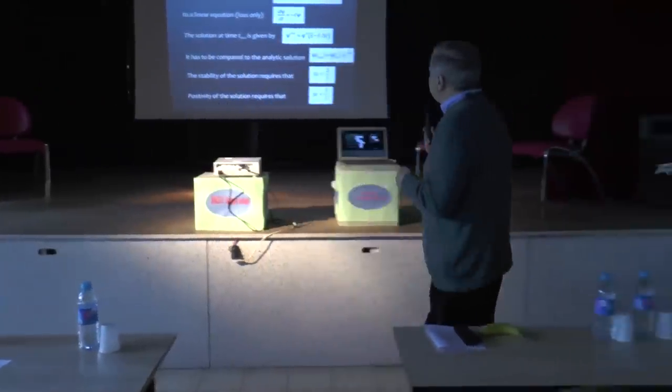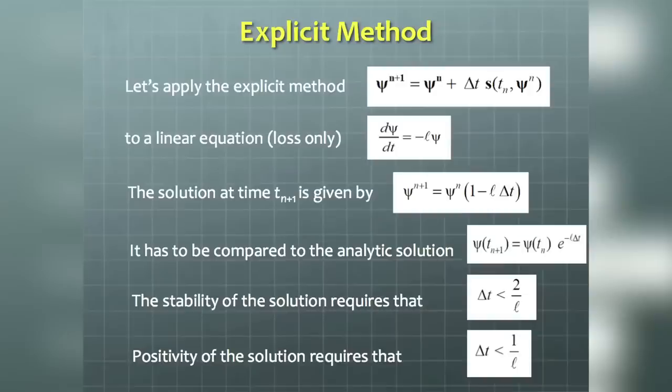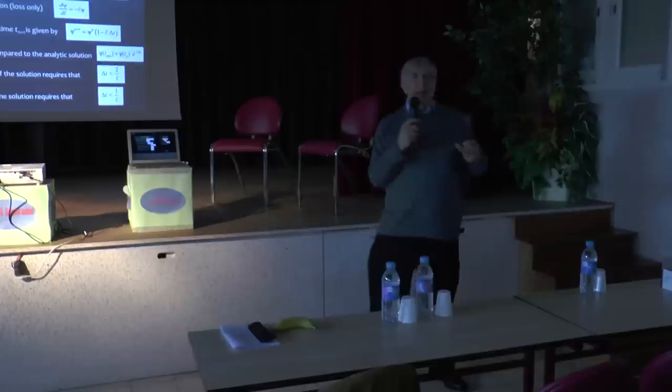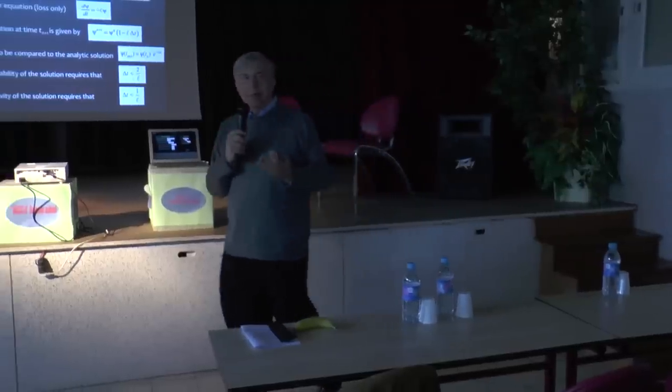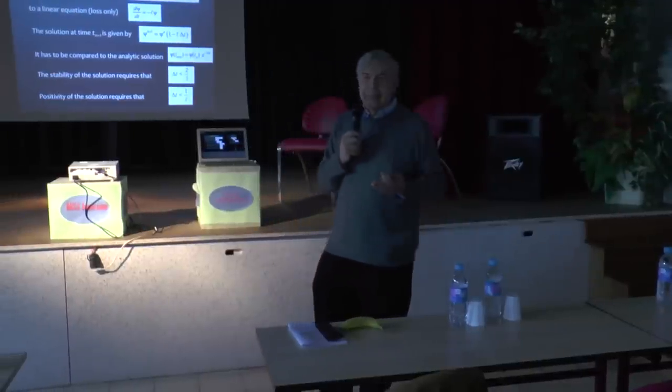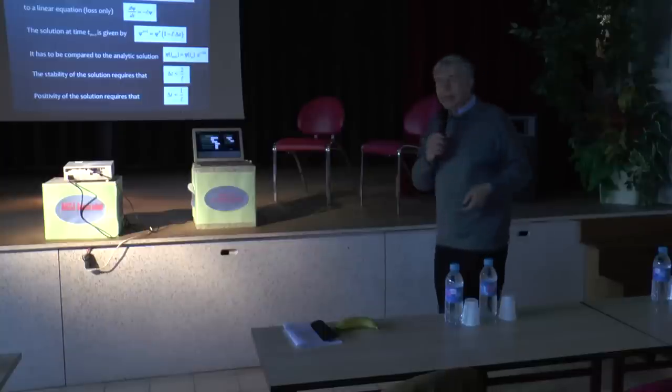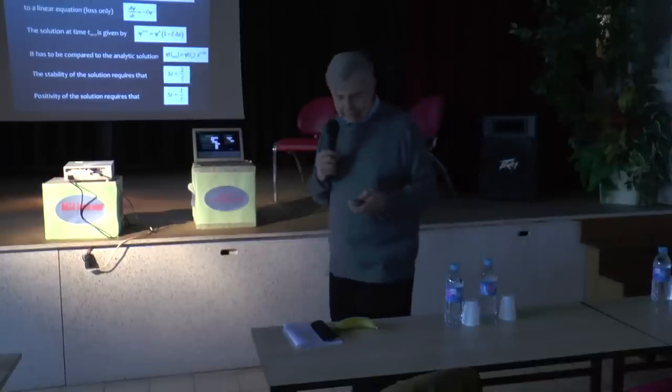In fact, the stability of the solution, we can calculate that, requires that delta t is less than 2 over L. And you can see if you want to keep the solution positive, you have delta t less than 1 over L. So basically, we are limited by 1 over L, which, if we have a species with a very, very short time scale, means delta t will have to be smaller than this term.